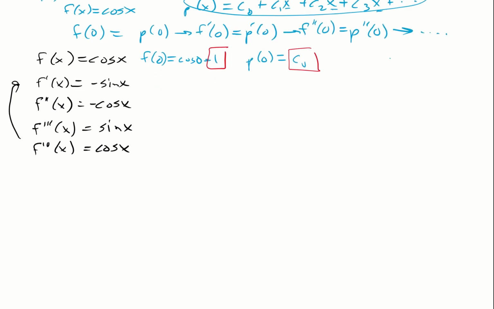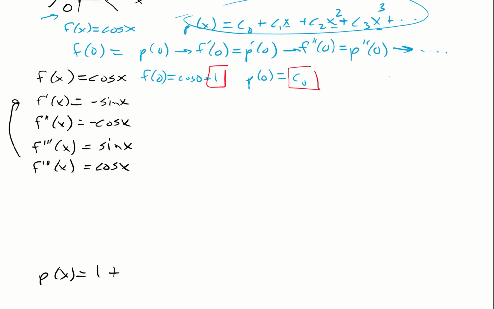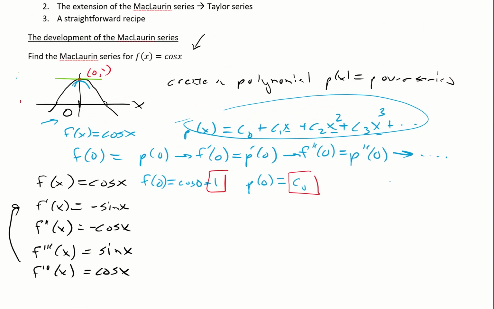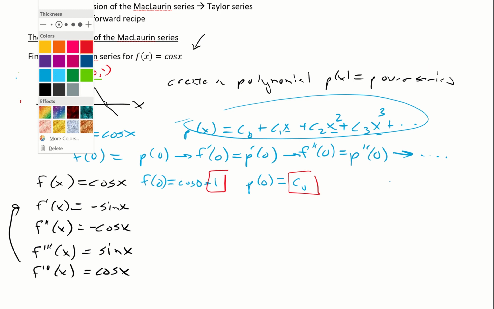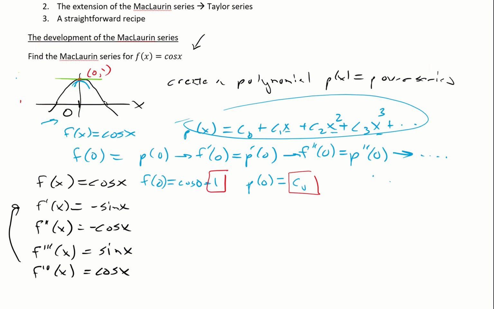Now, as we're doing this, down here somewhere, we'll start building this polynomial. And you know what it does? It starts out as 1 plus, and now we're going to go for the next one. Okay. All right, so now we're going to go for the first derivative of p, and we're going to match it to the first derivative value of f.